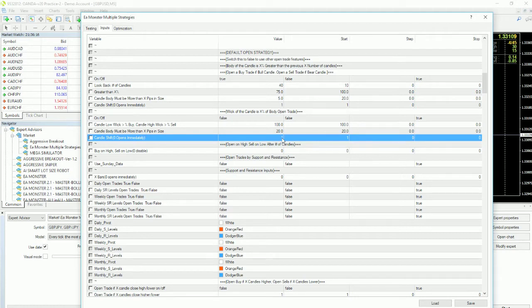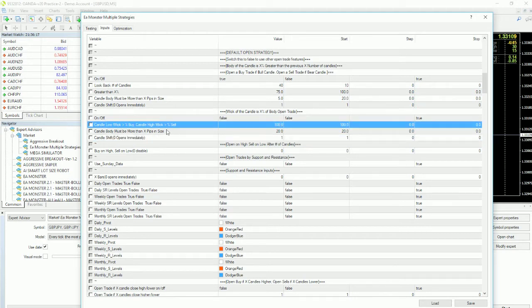or the previous candle. Obviously, if this is set to 1, it's the previous candle. If the previous candle, according to this, has a low wick greater than the percent of the body, it's going to buy. If the high wick is greater than the percentage of the body, it's going to open up a sell trade. So if it's 100%, if the low wick is 100% greater than the body, it's going to open up a buy trade. You can change that to all kinds of crazy things.